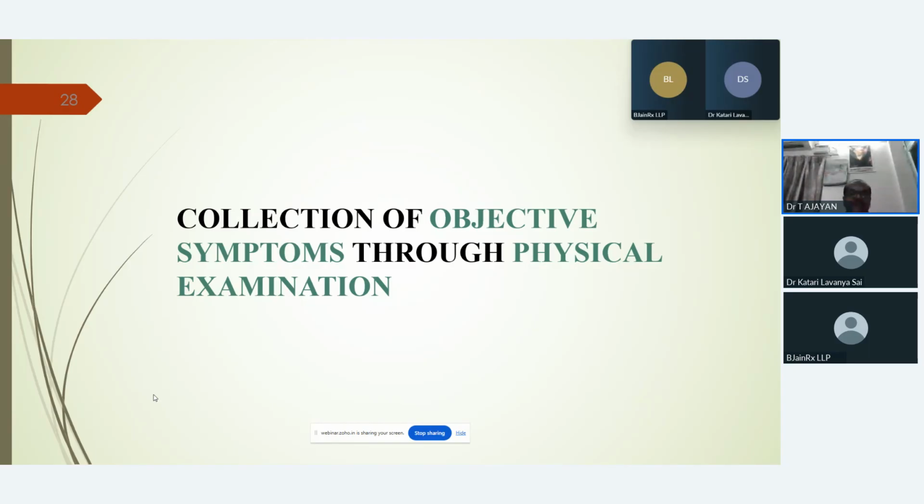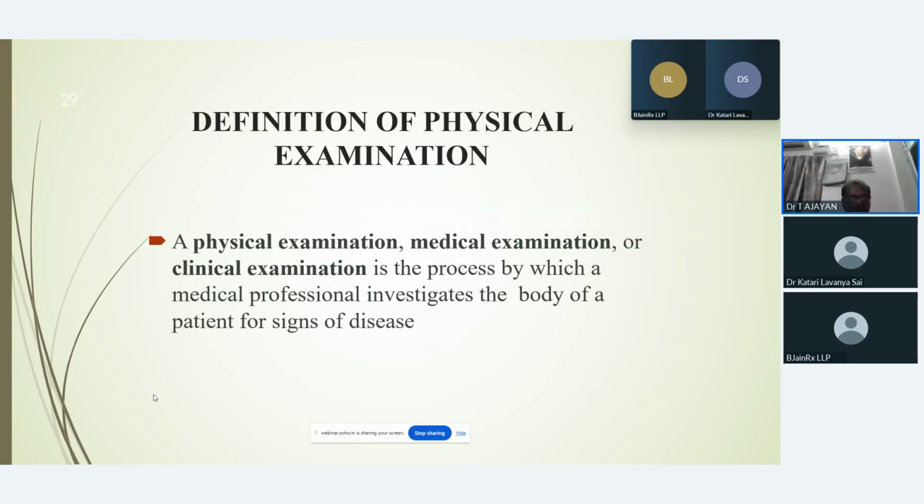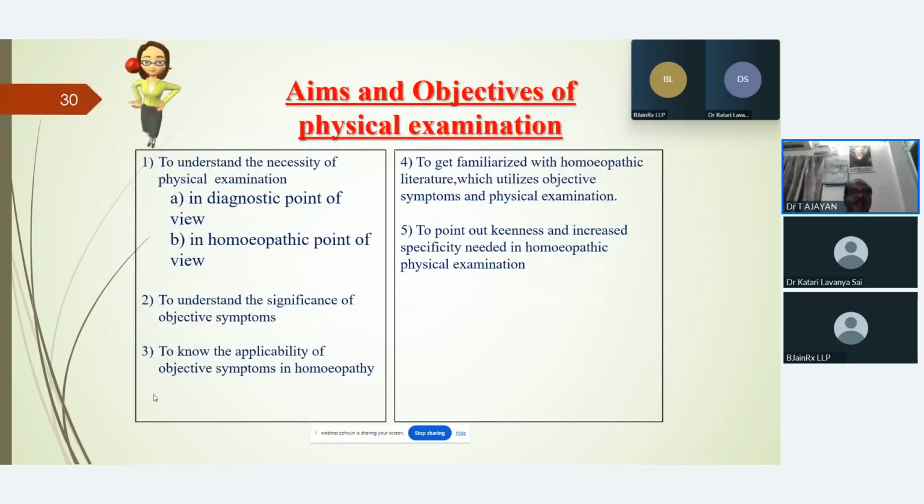It is the correlation of objective symptoms through the physical examination. You know, physical examination, or medical examination, or clinical examination, is the process by which the medical professional investigates the body of a patient for signs of a disease. The aims and objectives we have already discussed: after the collection of the subjective level symptoms, with the help of our physical observation and palpation, percussion or auscultation, we trace out the disease-wise findings. That is the aim and objective of our physical examination.